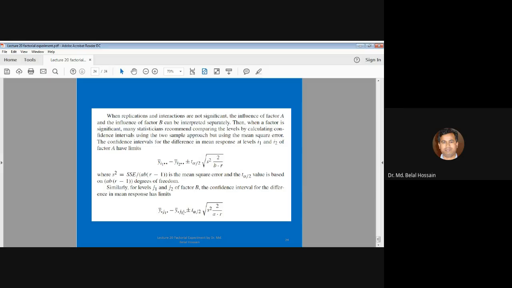So T alpha is coming from the table, S square is coming from SSE, and 2 divided by A into R, these are coming from that for B.